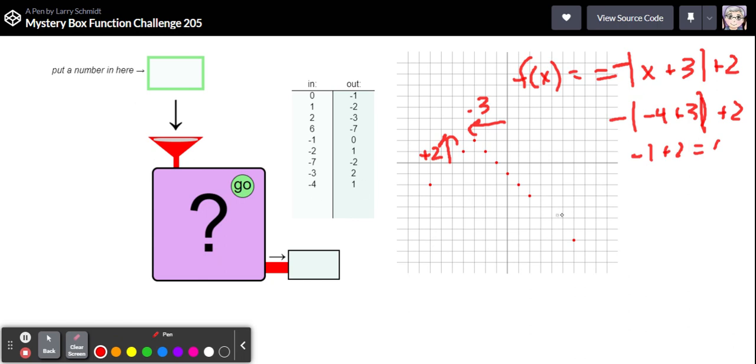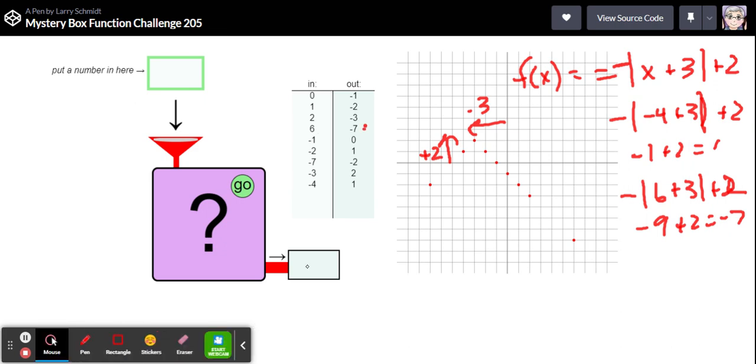So that looks good. Let's test one more point. Let's test this one way out here where we've got 6. So a negative absolute value of 6 plus 3 plus 2. Well, 6 plus 3 is 9, and the absolute value of 9 is 9. And then we put the negative sign on it, and then add 2. -9 plus 2 is -7. That is what we're getting, 6, -7 there. So I think we've got this. Let's take a look. Yeah, so that's the negative absolute value of x plus 3 plus 2. And we can graph it as well. And there's that classic V, a downward opening V for this negative absolute value function.